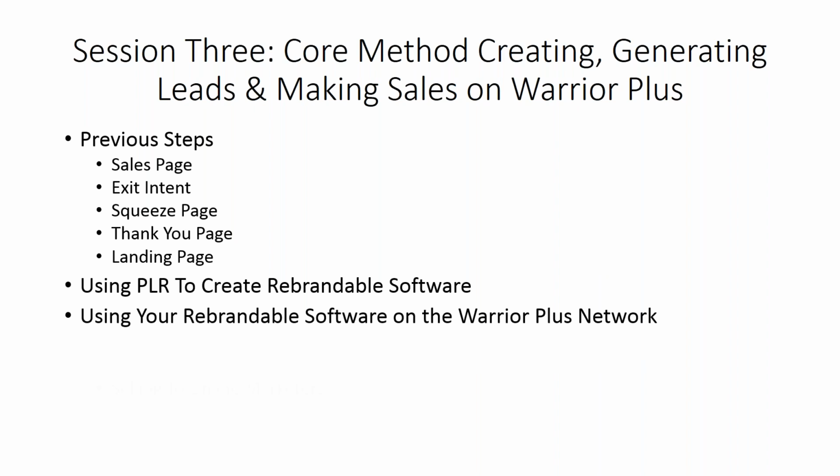And so the PLR that you have, it doesn't matter where you got it, right? In general, if you have PLR, it has an ebook and or a video course, you have enough. If it has stuff like cheat sheets, mind maps, lead gen material, all that stuff is what you need in order to create the rebrandable software, right? Because you want it to actually do something for you. Okay, so using your rebrandable software in the Warrior Plus network.